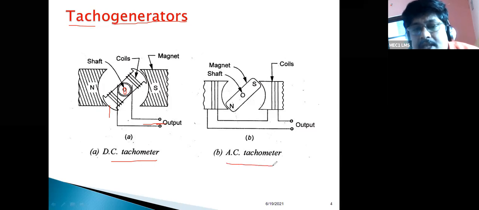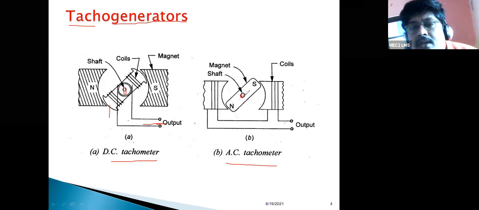But in the AC tachometer, if you observe clearly, similarly this is a shaft, and this is a permanent magnet. Now this is the opposite, reverse. At the end of the rotating shaft we arrange a magnet, but here the core is fixed. This is fixed, and this is moving.